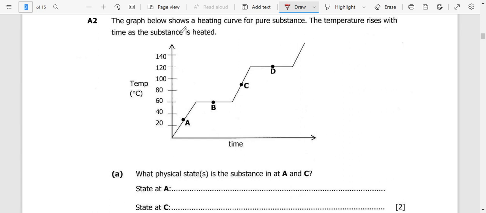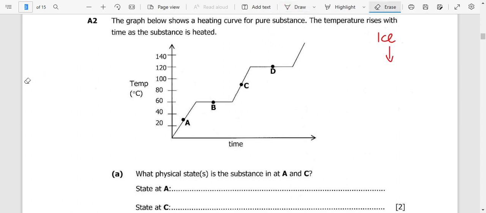Okay, let's look at this. The diagram below shows the heating curve for a pure substance. The temperature rises with time as the substance is heated. So what do we mean by heating curve? Heating. So let's say when you start heating something, let's say you have got ice. When you heat ice, you give it heat. What is it going to change to?